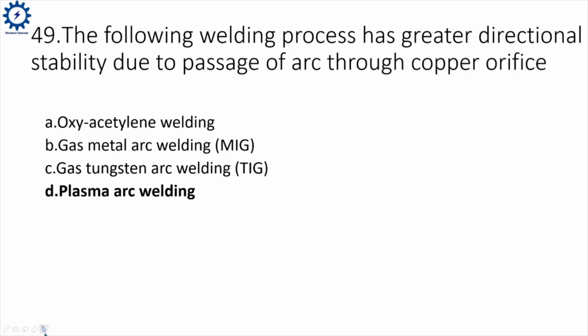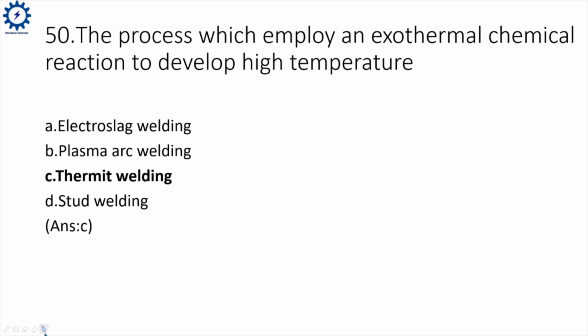The following welding process has greater directional stability due to passage of arc through copper orifice. Correct answer, plasma arc welding. The process which employ an exothermal chemical reaction to develop high temperature. Correct answer, thermite welding.